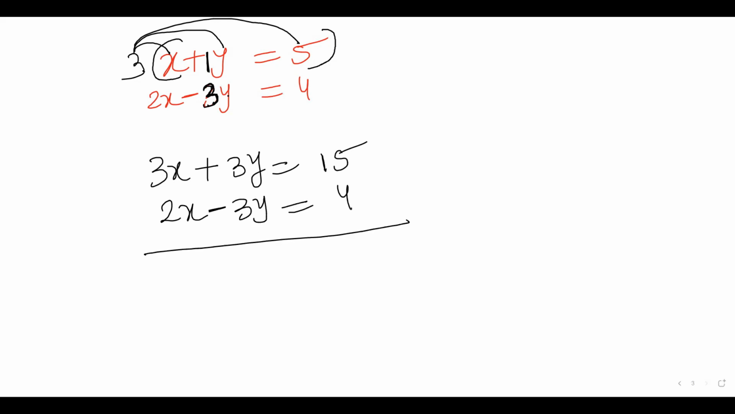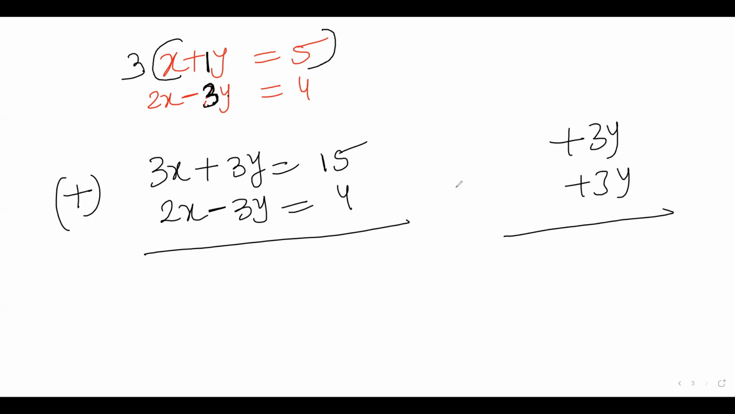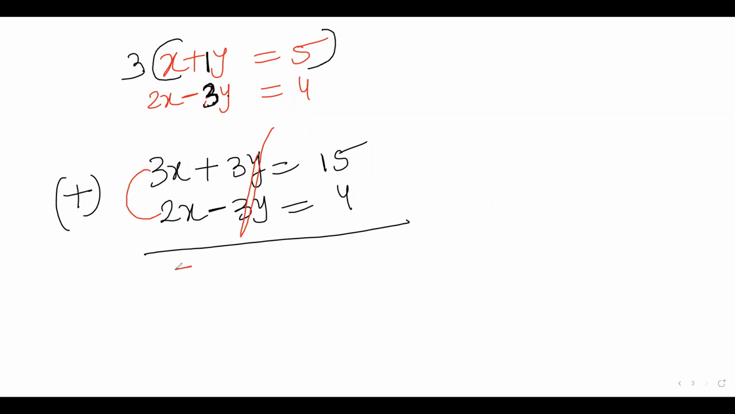ओके, अभी आप देख सकते हैं यहां पर प्लस 3y और यहां पर माइनस 3y. प्लस माइनस रहने से आप ऐड करिए, इक्वेशंस को ऐड करिए. सेम साइन रहा तब सब्ट्रैक्ट करिए और साइन चेंज करके कट करिए. ओके, सो यहां पर एक प्लस एक माइनस है, सब्ट्रैक्ट करने का जरूरत नहीं है, साइन चेंज करने का जरूरत नहीं है, आप ऐड कर रहे हैं. तो यहां पर प्लस 3y माइनस 3y कैंसिल. अभी ऐड करो 3x और 2x, 5x.